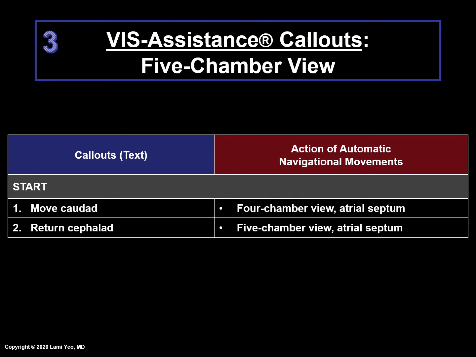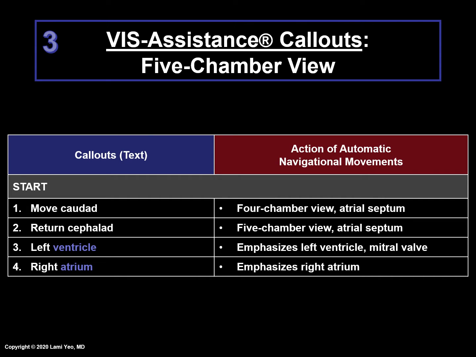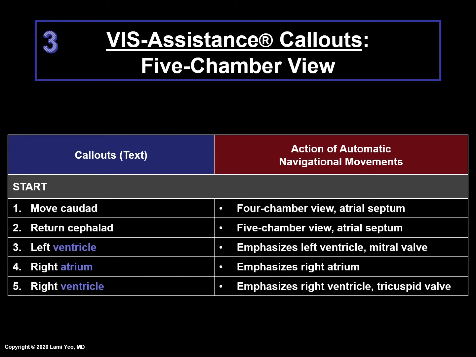The second callout states Return Cephalad and shows the five-chamber view as well as the atrial septum. The third callout states Left Ventricle and emphasizes the left ventricle and the mitral valve. The fourth callout states Right Atrium and emphasizes the right atrium. The fifth callout states Right Ventricle and emphasizes the right ventricle and tricuspid valve.